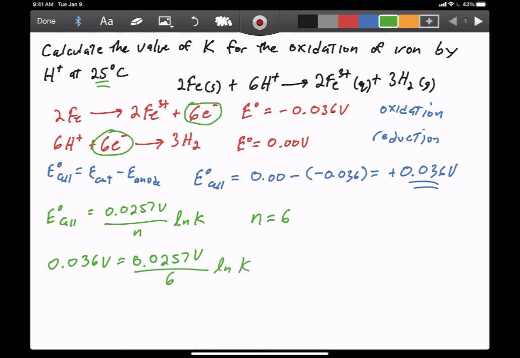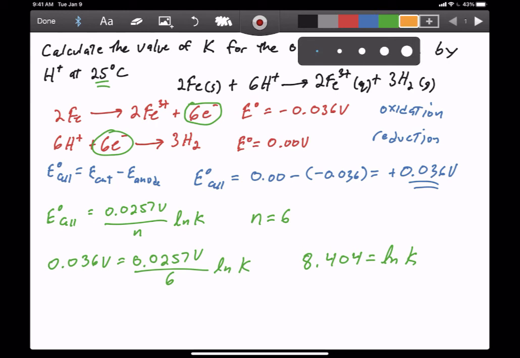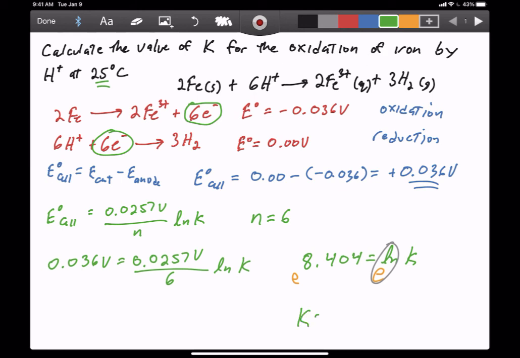We can move the 6 and the 0.0257 volts over mathematically, and that gives us 8.404 is equal to the natural log of K. And then in order to get rid of that K, we need to raise both sides with E. And so that gets rid of our natural log there. So we have E to the 8.404 is equal to K. And so we get that K is equal to 4.47 times 10 to the third.